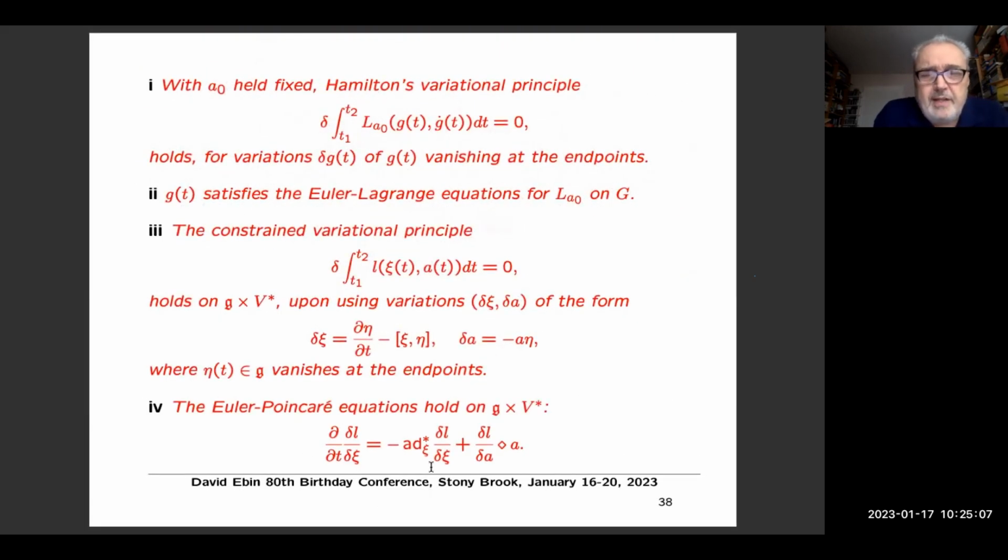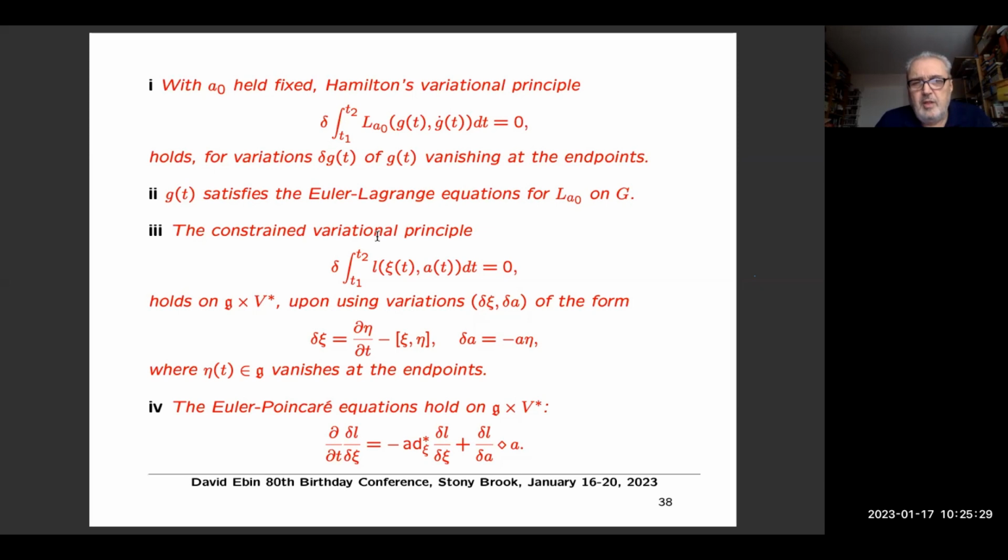Now, the Poincaré theorem for semi-direct products goes like this. With A0 held fixed, L A0 of the Q's and the Q dots, here are G and G dots, holds for variations delta G vanishing at the endpoints. G of t satisfies the Euler-Lagrange equation for L A0. This is nothing. This is classical mechanics.